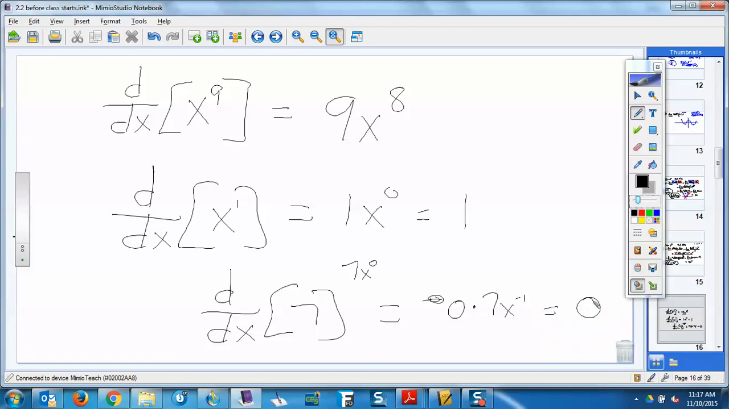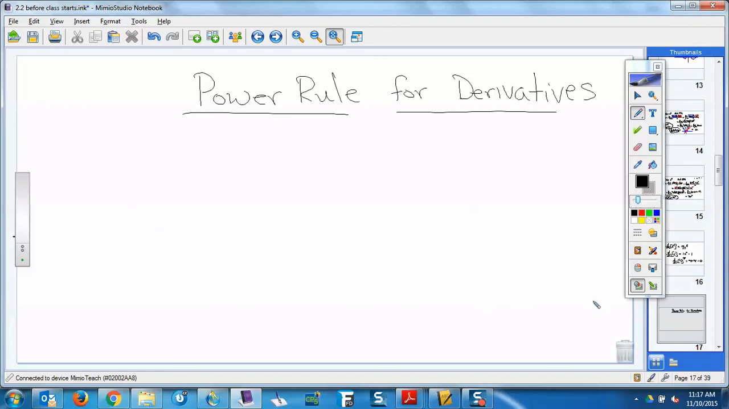Now, I would never use a power rule on that. If you ever do the derivative of a constant, it's 0. Derivative of a constant is 0. Aha, that is actually called the power rule for derivatives. What about fractions? Fractions work too. We'll do an example here in a minute.